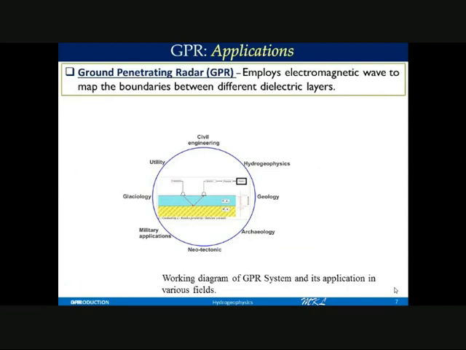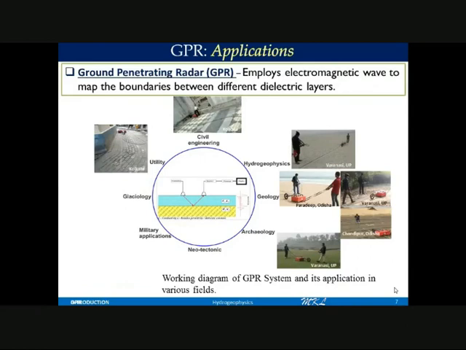So what are the ground penetrating radar applications? It basically employs the electromagnetic wave to map the boundaries between the different dielectric layers, and it can be applied in several cases like civil engineering, hydrogeophysics, geology, archaeology, neotectonics, military applications, and glaciology.